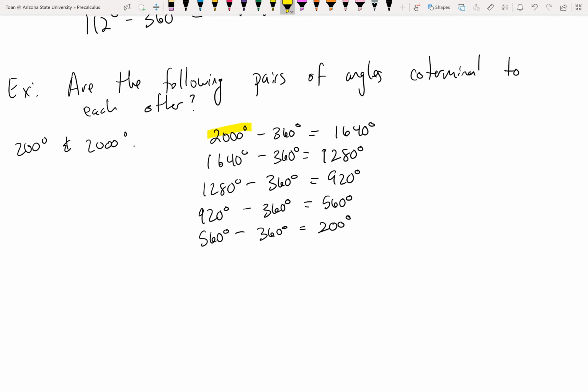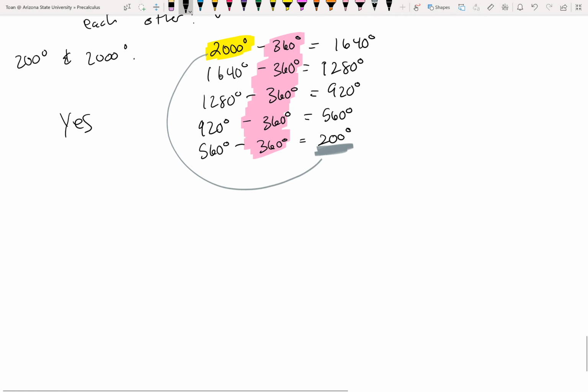What does all of this work tell us? All this work tells us if I start at one angle and I add or subtract by full circles, I am guaranteed to land at the second angle. That means these two angles are coterminal. So the answer here is yes, they are coterminal. Doing this with degrees and radians is the same idea. Again, all you have to do is add or subtract full circles.